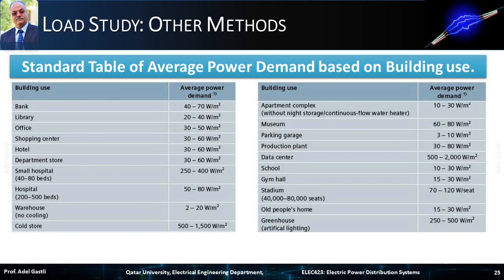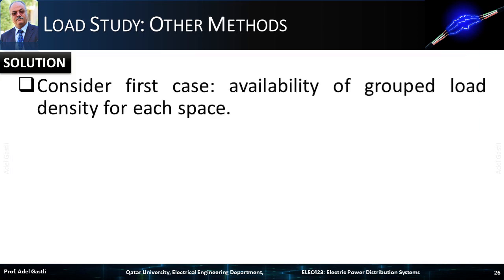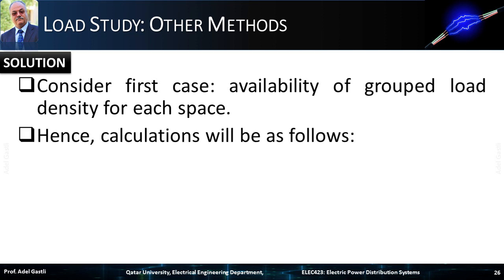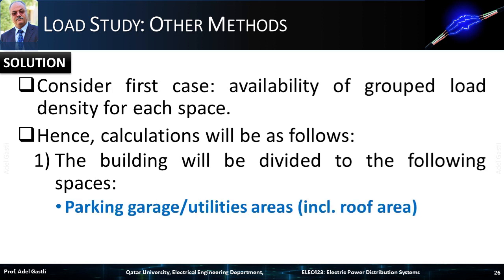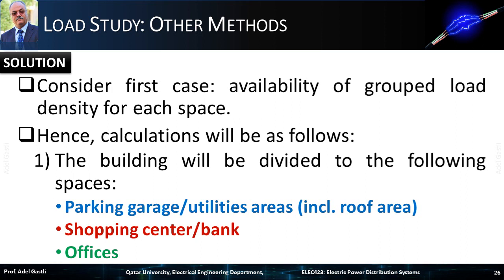We are given this standard table, for the estimation of the average power demand, based on the building use. To solve this problem, let's first consider the case of availability of grouped load density information for each type of space. Hence, we can proceed with the calculations as follows. First, we know that the building can be divided into the following spaces: parking garage and utilities areas, including roof area, shopping center and bank. And the remainings are offices.